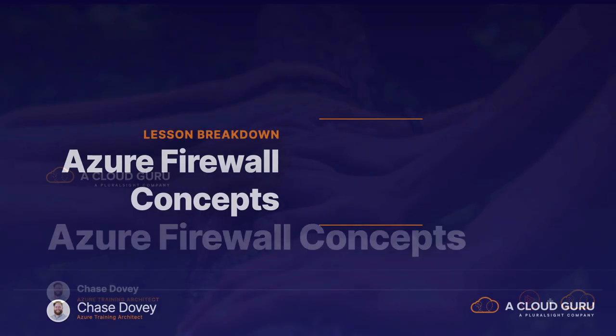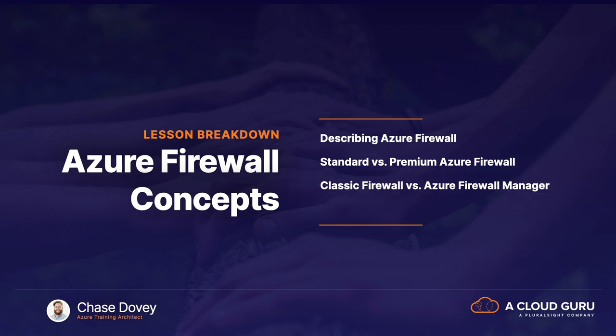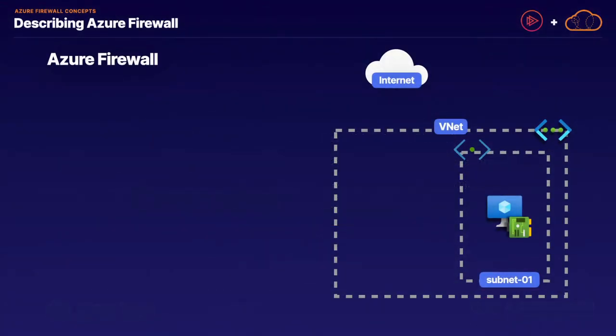It's in this lesson where we're going to be describing what Azure Firewalls are so that we can get a foundational understanding of them as we move through this section. Then we're going to discuss standard and premium SKUs of Azure Firewall so that we understand the differences between these two SKUs and the features that they offer. We'll then discuss classical firewall implementations versus the modern Azure Firewall Manager implementations of Azure Firewall. And then we'll round out this lesson with some key takeaways. So without further ado, let's get started.